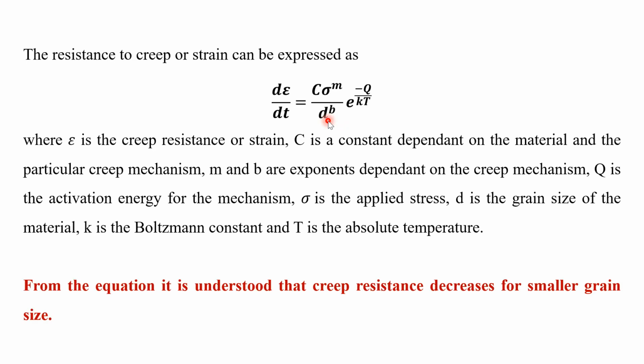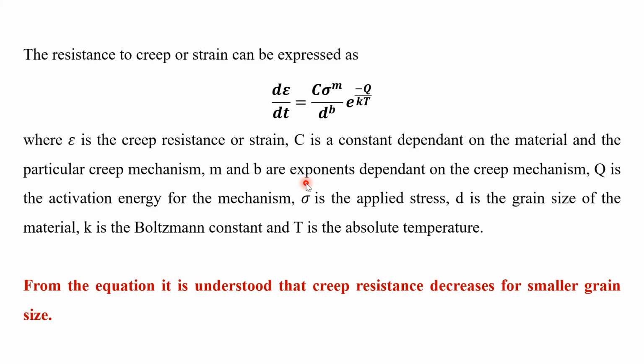So what happens from the equation? We can see that creep resistance decreases as d becomes smaller, the strain rate becomes more. Strain rate becomes more means creep will increase, that is creep resistance will decrease. As d becomes smaller, dε/dt becomes larger, which means that more creep is happening. So for smaller grain size, creep resistance will decrease. I hope it's clear for all of you.